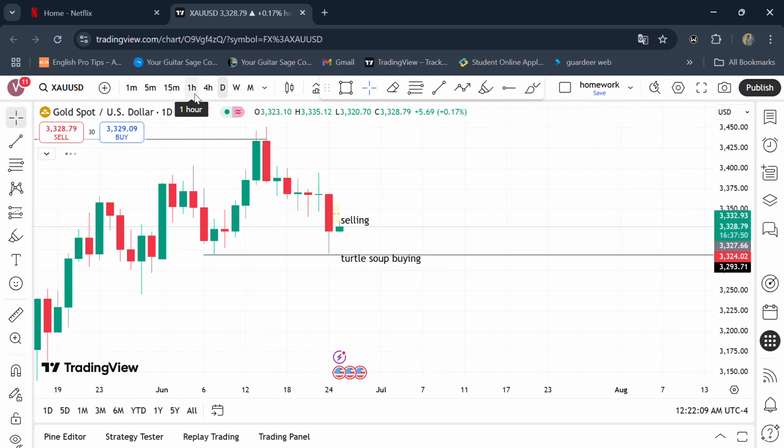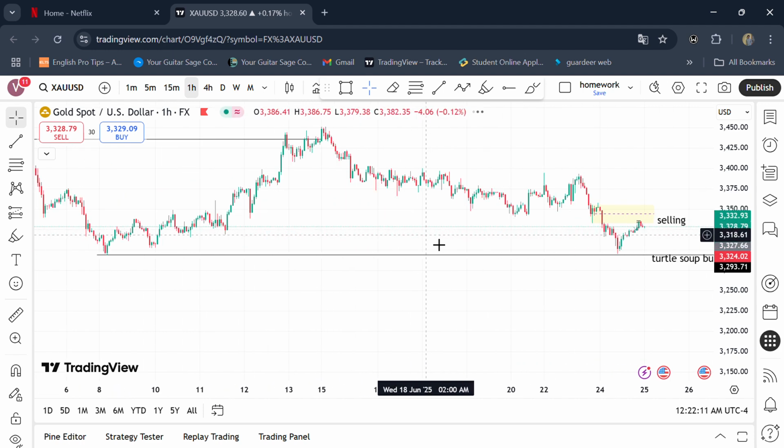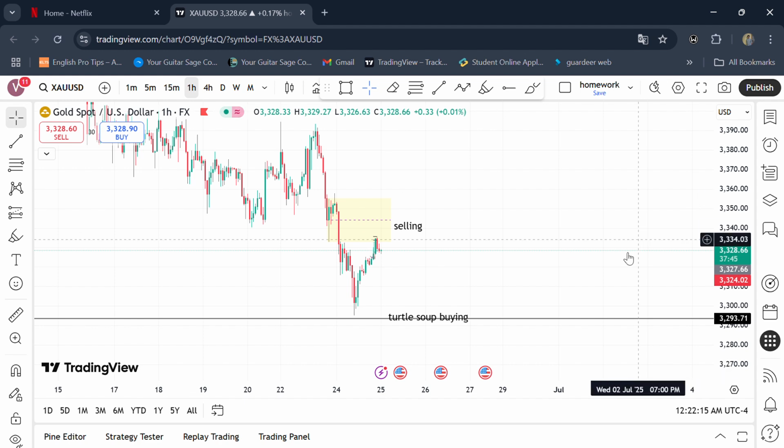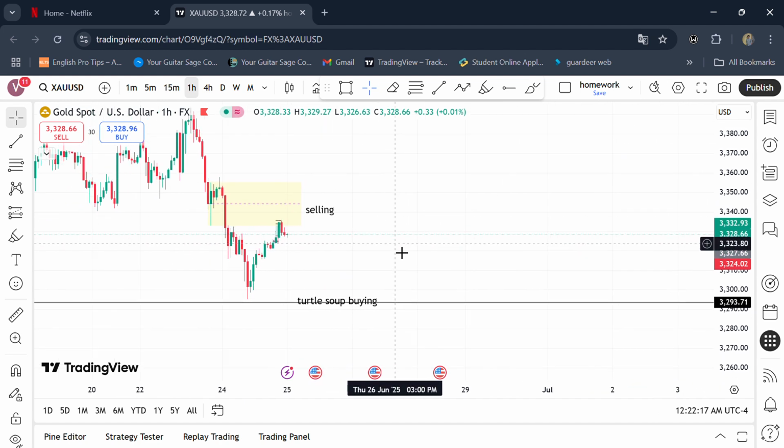So now coming back to 1 hour, as we can see, there were two possibilities. Both the possibilities were there that price might move lower and also might move higher, mostly weighing more towards price going down.